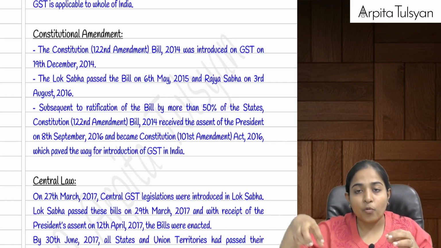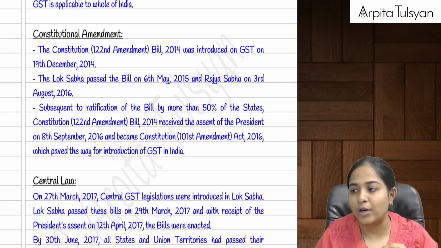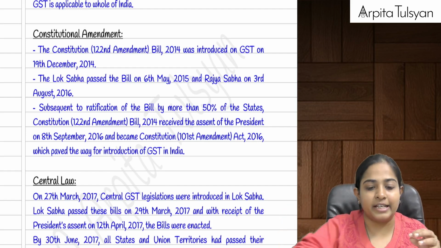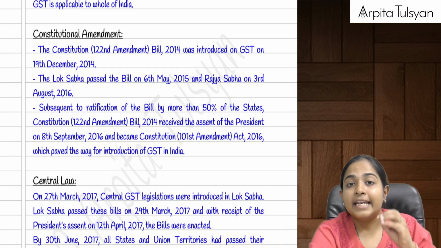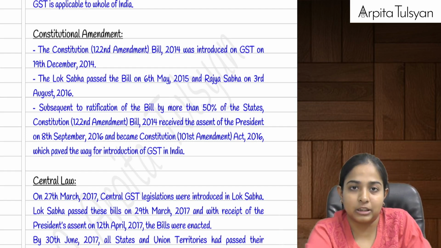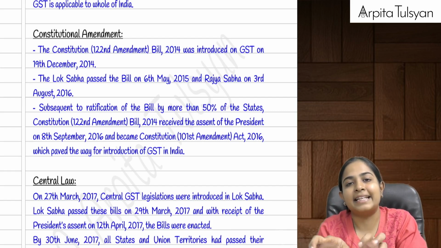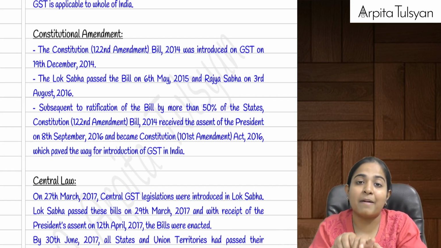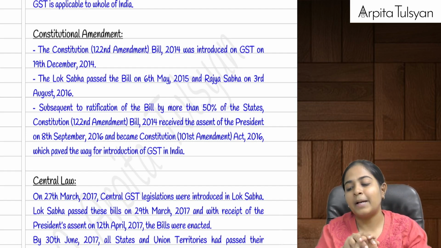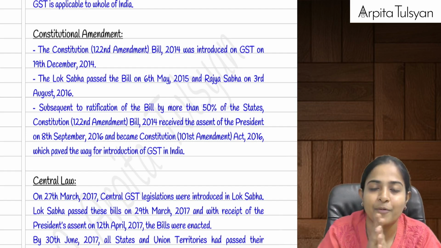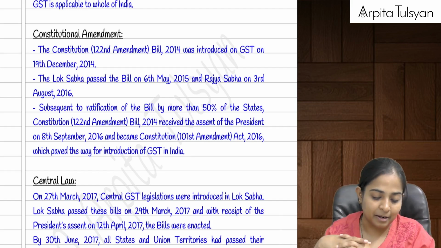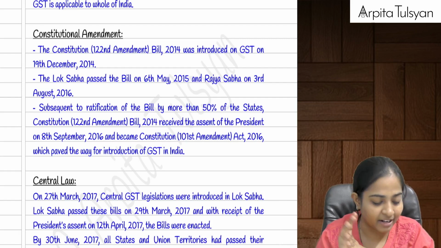So why was this constitutional amendment required to bring this GST law? For the purpose of GST, we had to give powers to both central as well as state to collect taxes. We had to give powers to both of them to collect the same tax, that is your GST. For that purpose, we required the constitutional amendment. The entire thing we had discussed in our regular lectures as well as our fast track lectures.